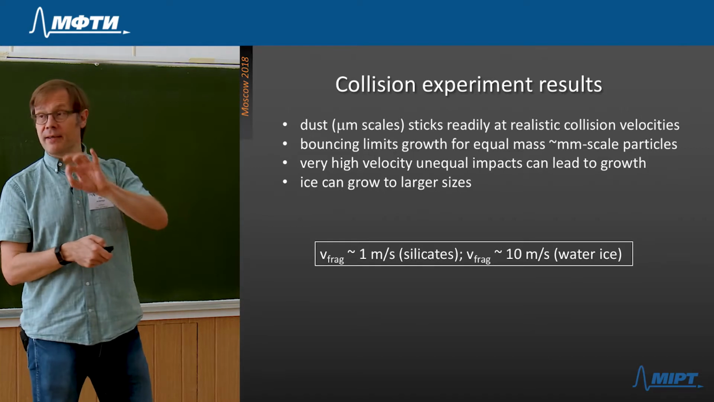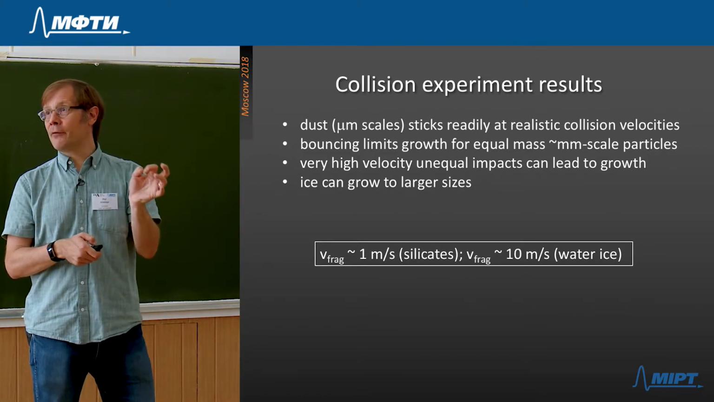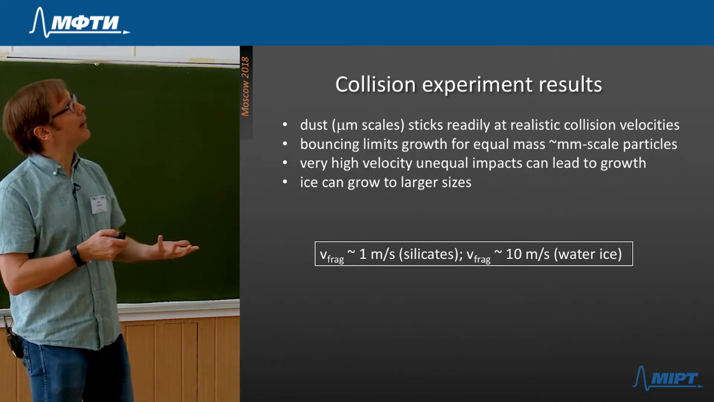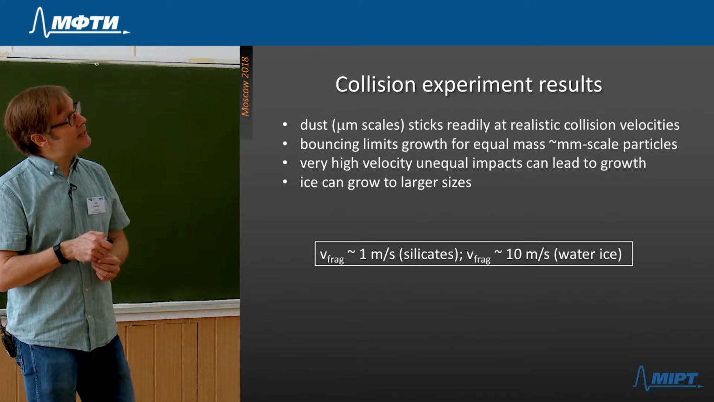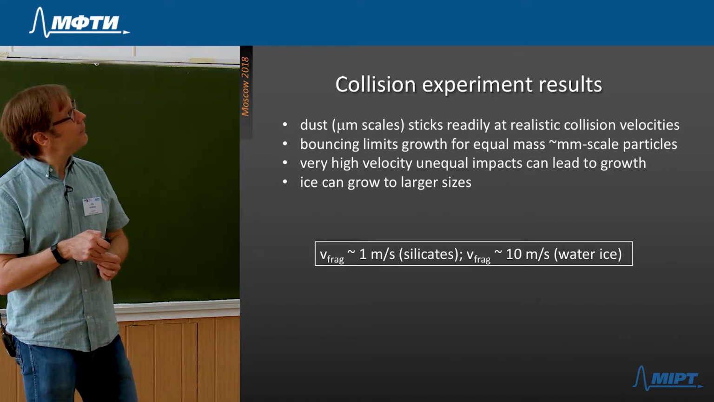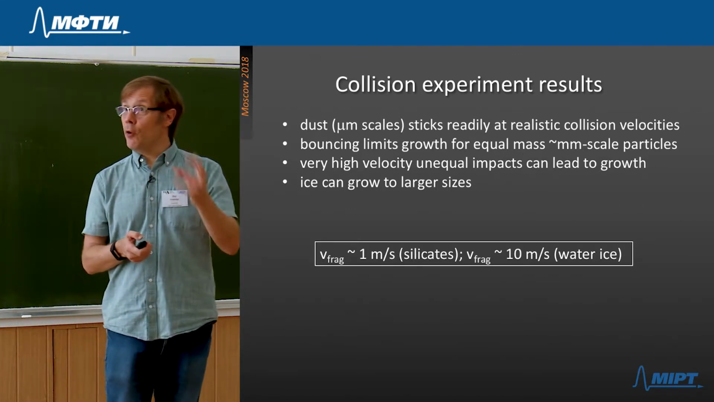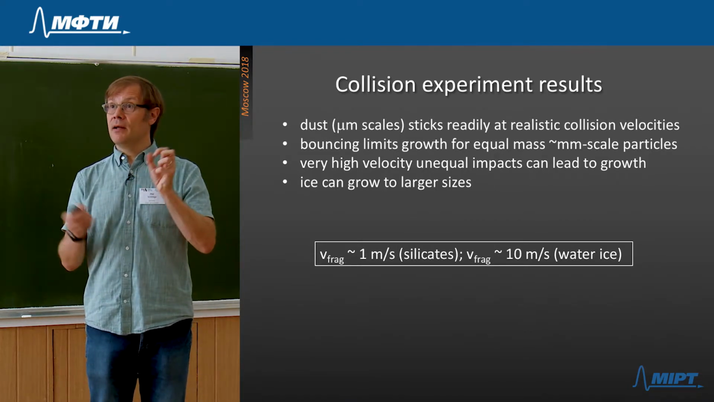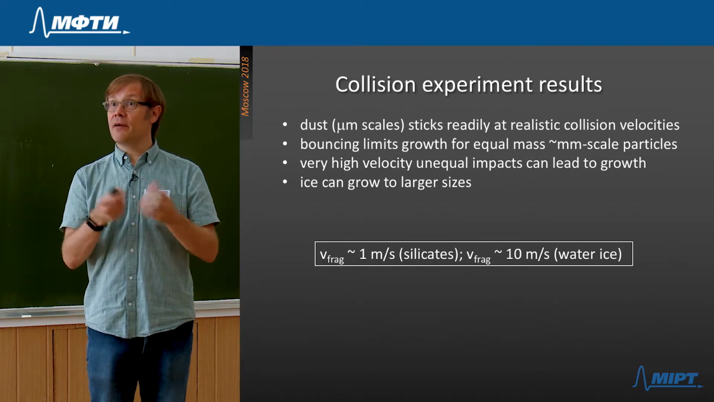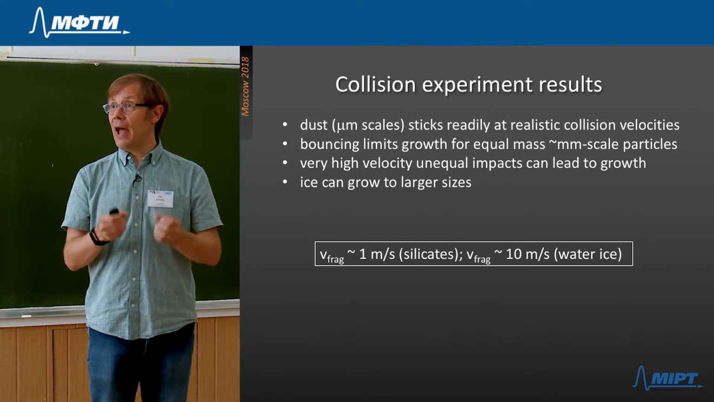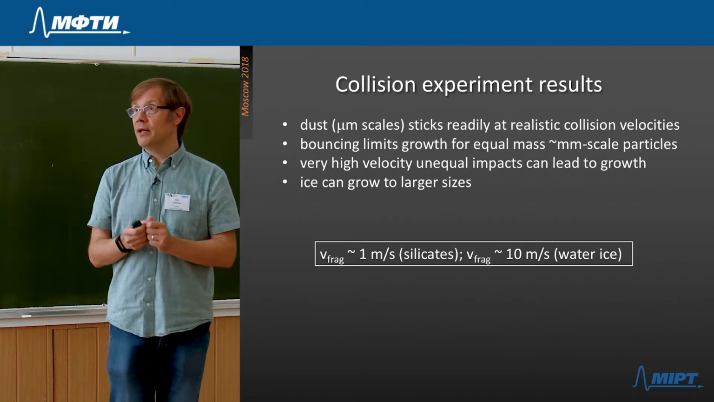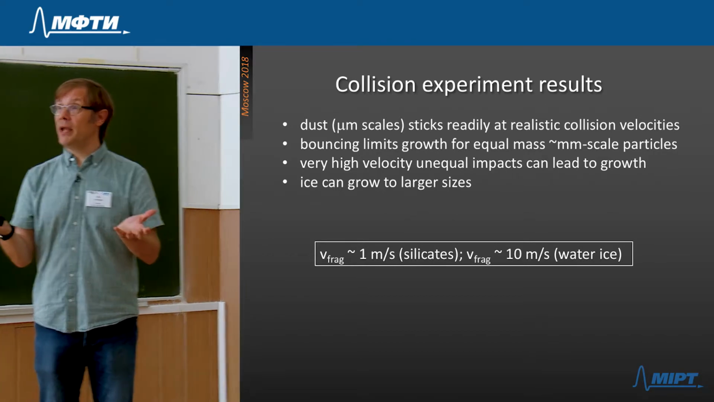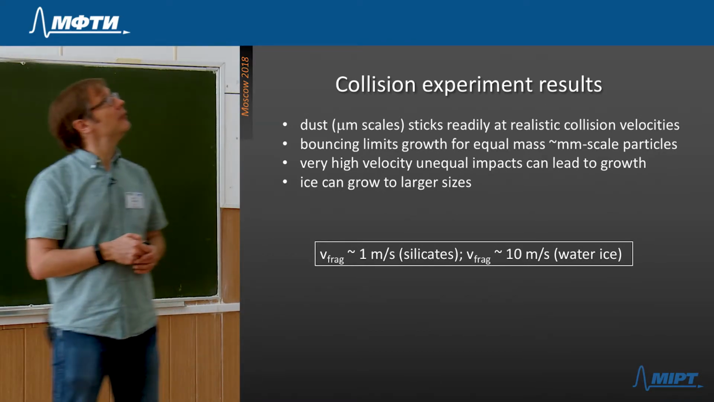So we can go from the very small sizes up to small macroscopic sizes without really having any material barriers to worry about. Now, once we get to millimeter sizes, though, things are a little bit different. If you have silicates, rocky materials, high temperature condensates, it appears that there's some preference for those objects to bounce at the realistic collision velocities for those particles in protoplanetary disks. So that might be a problem for building larger objects if you're, let's say, within a few AU of the central star.